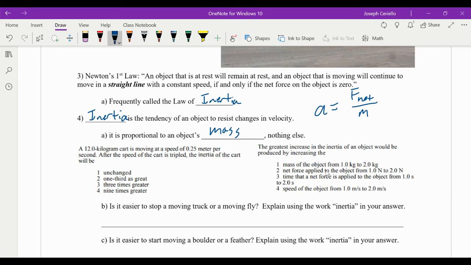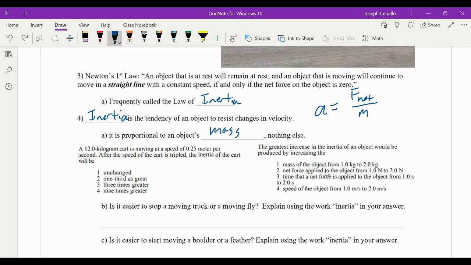So given any net force, the mass is the only other thing that tells you how, here's another way to put it, given a net force, the mass is the only thing that will dictate changes in velocity or acceleration. Okay, so the only thing that matters with inertia is mass.